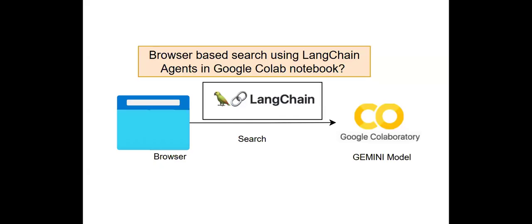Hello guys, welcome back. In this video, I'd like to explain how to perform a browser-based search using LangChain. Let's say I want to create a basic agent that needs to search on the browser related to the question that I provide and give me the response back in a human understandable way, however we communicate.